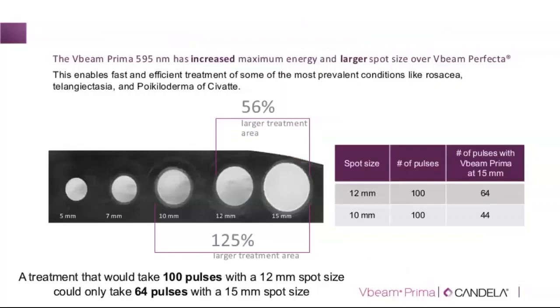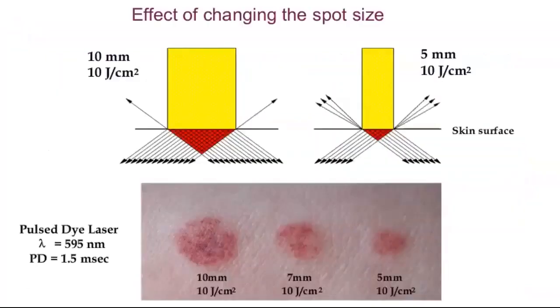One other addition in the Prima compared to the Perfecta is the increased spot size. We have now a 15 millimeter spot, and this diagram shows that if you change from a 10 to a 15 millimeter spot, you are increasing the area by 125%. What does this mean in clinical practice? In clinical practice, this means speed, whereby the coverage area will be able to cover much faster, but also, in addition to that, it's the depth of penetration.